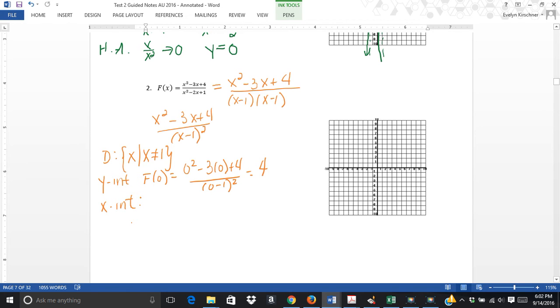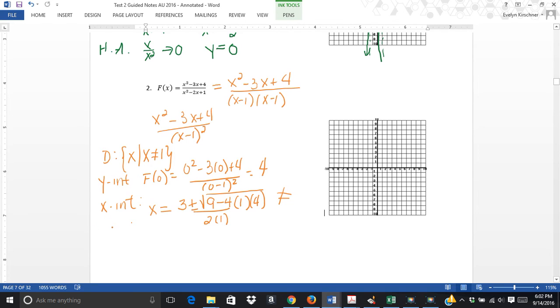X-intercepts, well, I have to look here and see, and I can't factor it, so I'm going to try the quadratic formula. So I have negative b, which is 3, plus or minus the square root of b squared, so that's 9, minus 4 times a times c, all over 2 times a. And I notice in here this is 9 minus 16, so I don't have any reals, so I have no x-intercepts. So none.